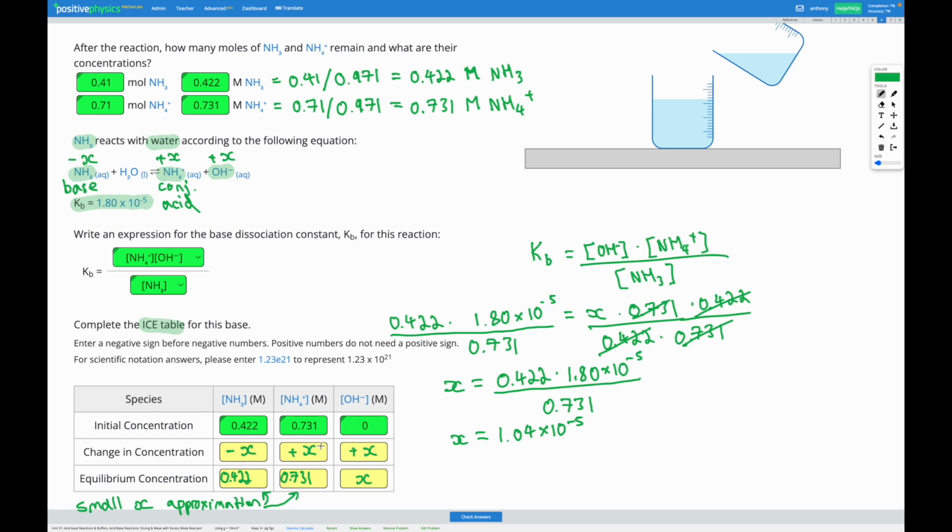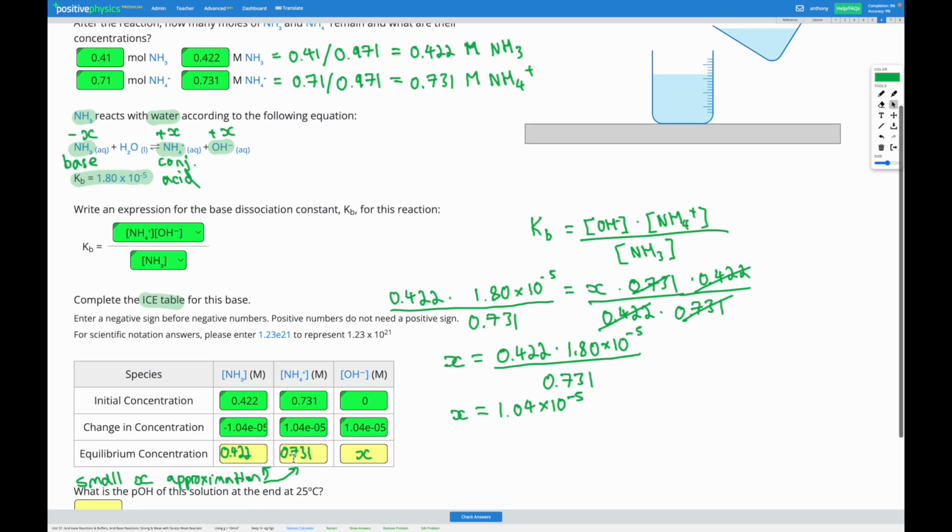So we can go ahead and fill in our change in concentration row now that we know what x is. For NH3, it's minus 0.14 times 10 to the power of, written as E on this platform, negative 5. And then for ammonium and hydroxide, it's going to be positive 1.04 times 10 to the power of negative 5. Then for our equilibrium concentrations, for hydroxide, it's going to be exactly the same as the change since it was added to 0. So that's also going to be 1.04 times 10 to the power of negative 5.